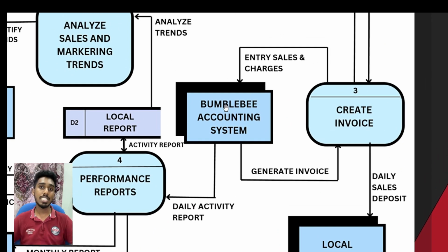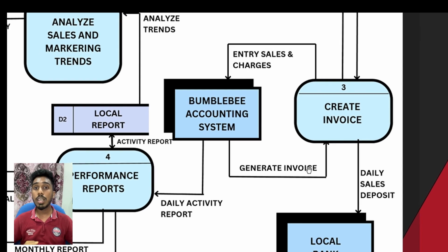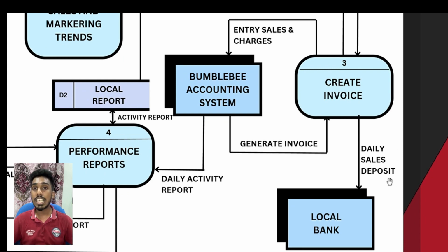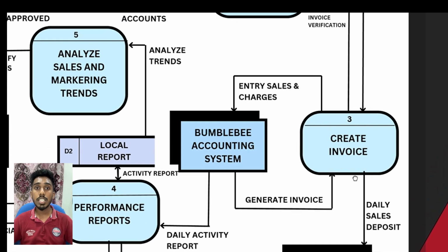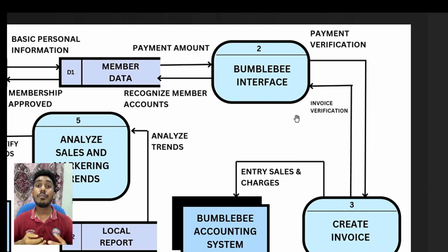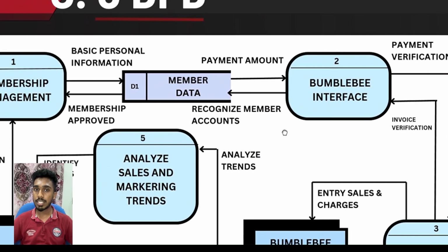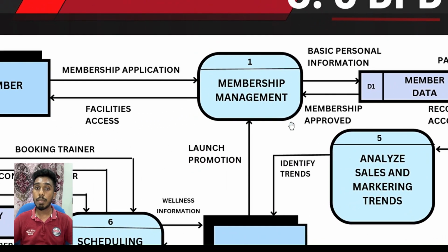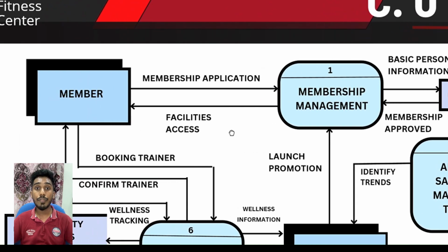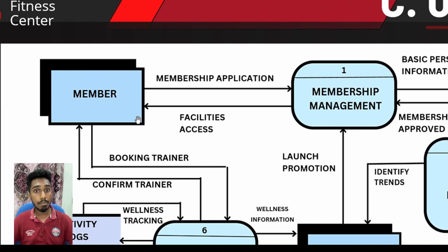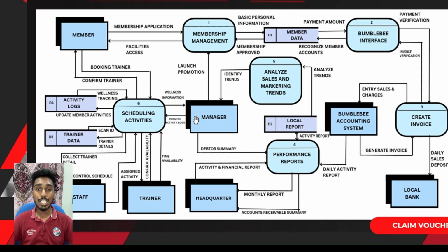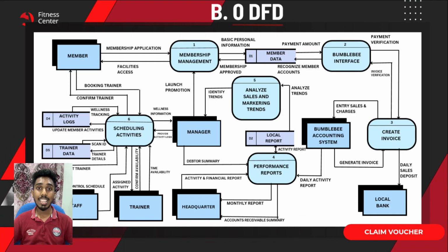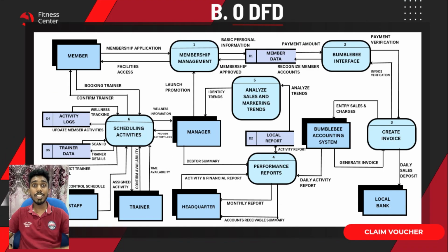This process enters the sales and charges into the Bumblebee accounting system. In return, it generates an invoice. Meanwhile, the local bank gets notified of the daily sales deposit. The created invoice will be sent to the Bumblebee interface for verification. The Bumblebee interface recognizes the members who have paid and approves the membership. The membership management process grants access to the facilities, together with a slip, allowing the members to begin their workouts at the fitness center. So far, we're done with the members. That's all for phase 1. Let's move to the second phase.